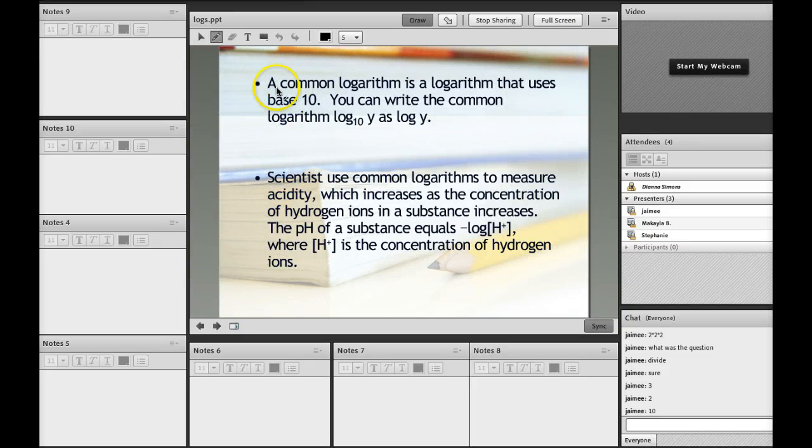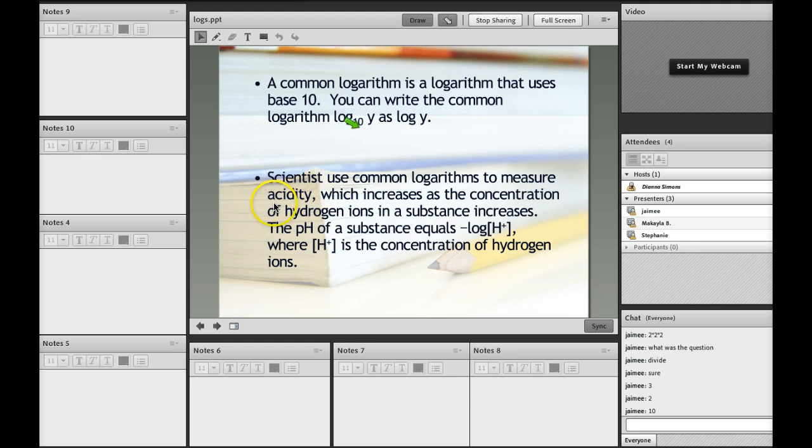Easy stuff. So let's look at this. This says a common logarithm is a logarithm that uses base 10. So you can write it like this, or you can just write log with no 10 down here. You don't have to write the 10.